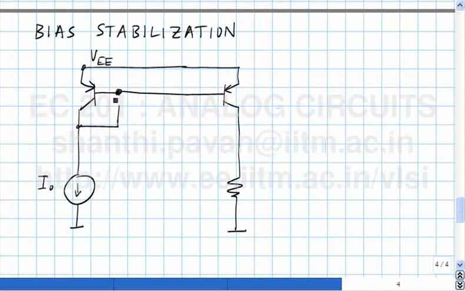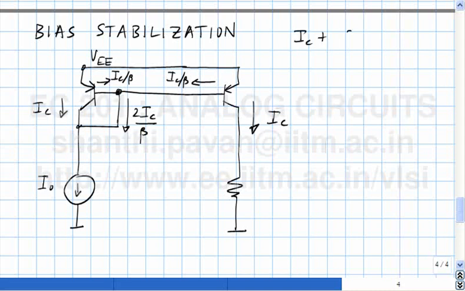So can you tell me what the collector current here will be? Both these transistors are identical and have the same emitter base voltage, so both of them must have the same collector currents. Let me call this IC. This must also be IC. If the collector current is IC, what must the base current be? It's going out of the base. This current must also be IC by beta. So the two of them must come like this, and this must be 2IC by beta.